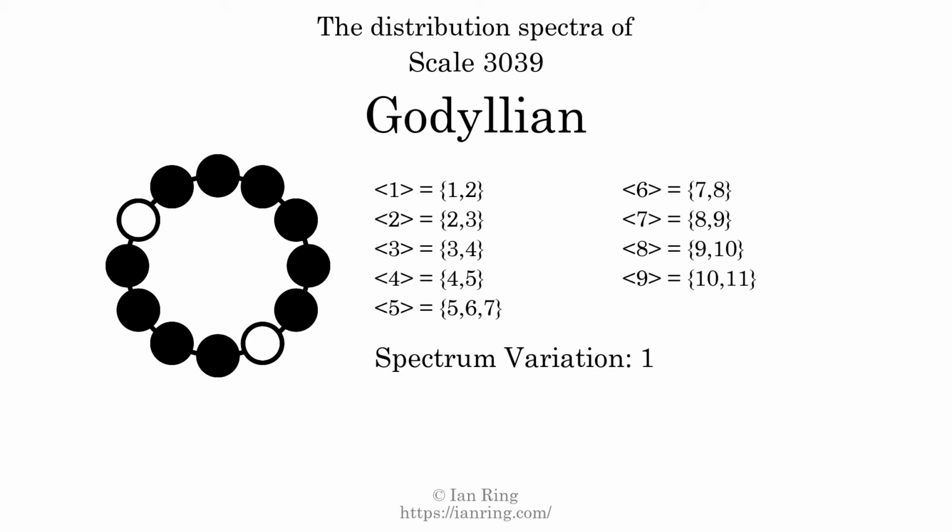The spectrum variation of this scale is 1. Since the variation is greater than 0, this indicates that the scale is not perfectly even. The highest spectrum width is 2. Since this is greater than 1, we know that this scale is not maximally even.